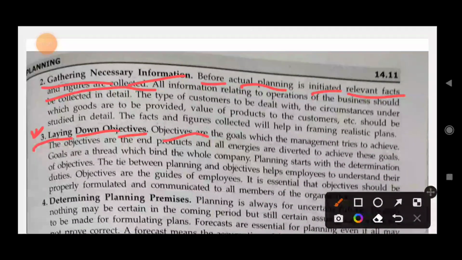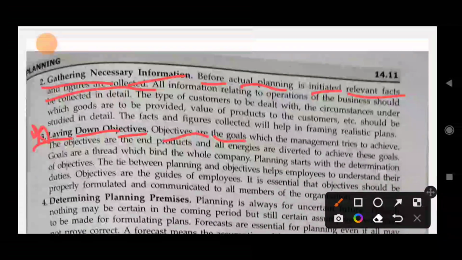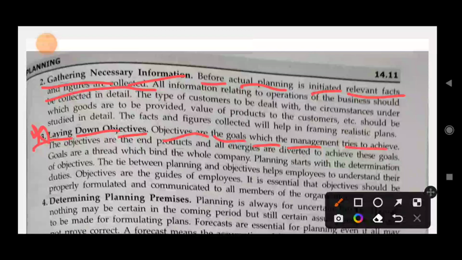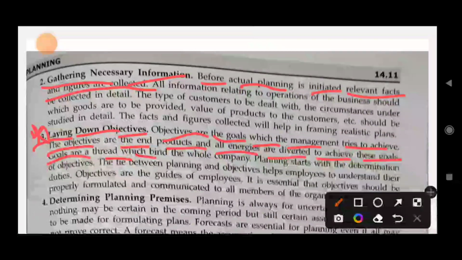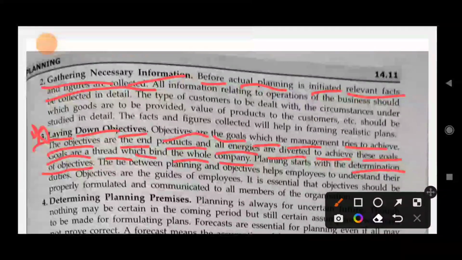This is one of the important things in planning. Laying down the goals which management tries to achieve. Objectives are end products and all energies are diverted to achieve these goals. Goals are the thread which binds the whole company. So planning starts with the determination of these objectives.